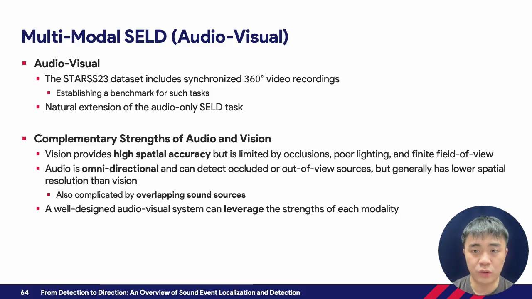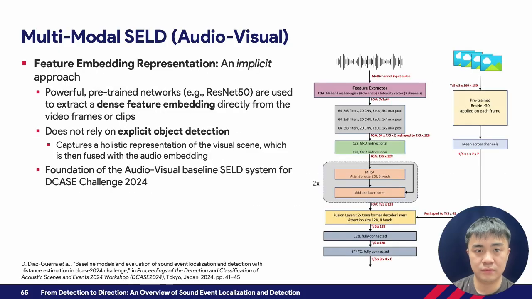It can hear through occlusions and behind the camera, but it generally has a much lower spatial resolution. So a well-designed audio-visual SELD system can leverage the best of both worlds, using one modality to support the other when it fails, and therefore build a far more robust and complete understanding of the scene. So, how do we fuse them?